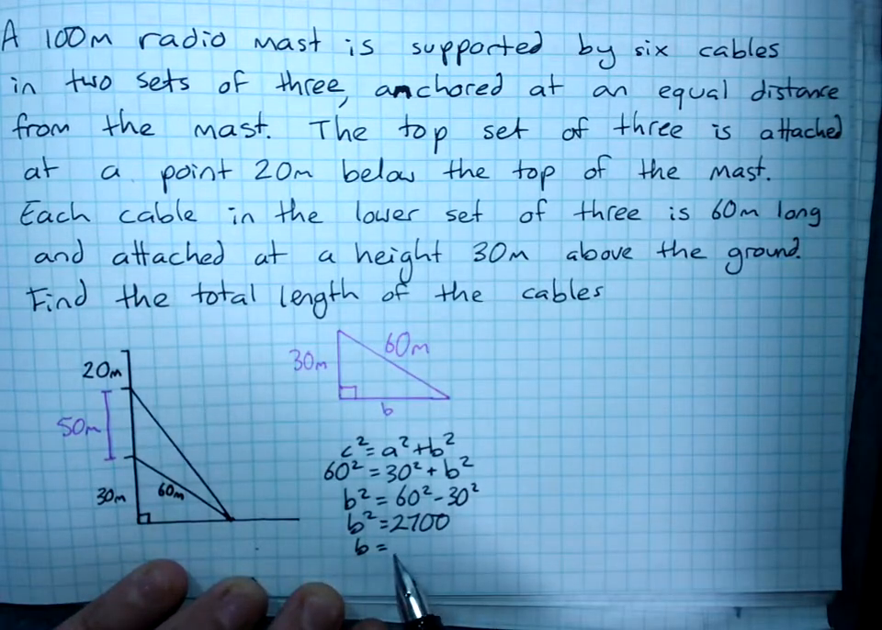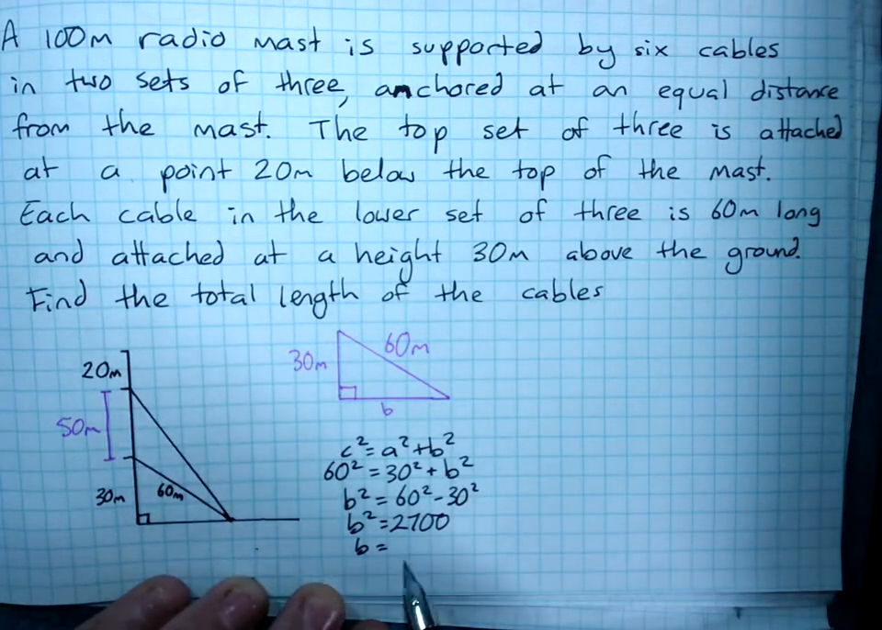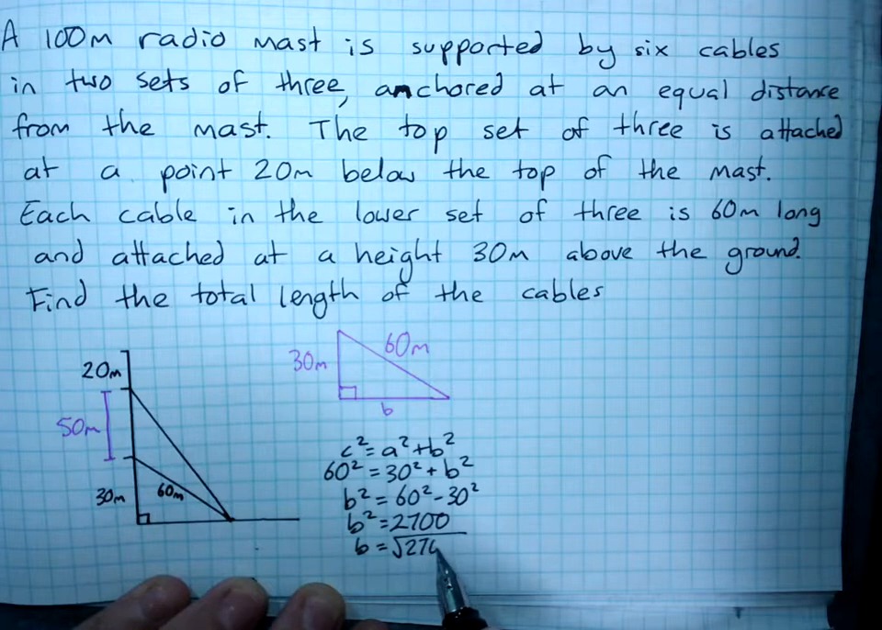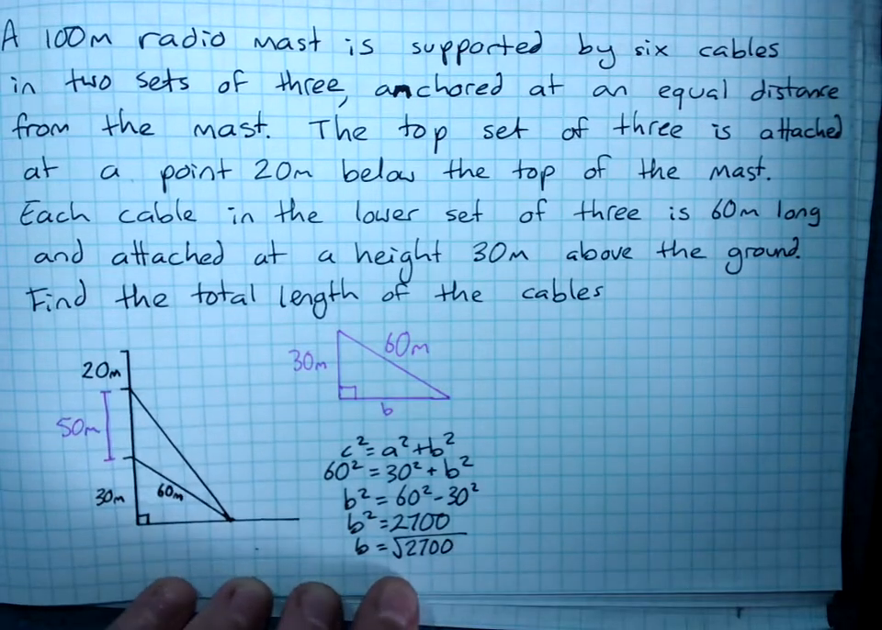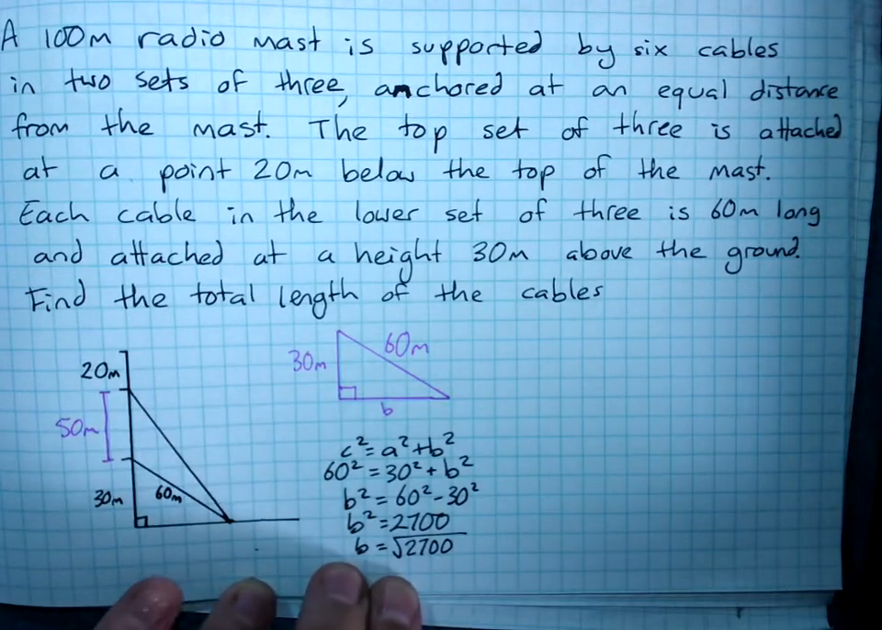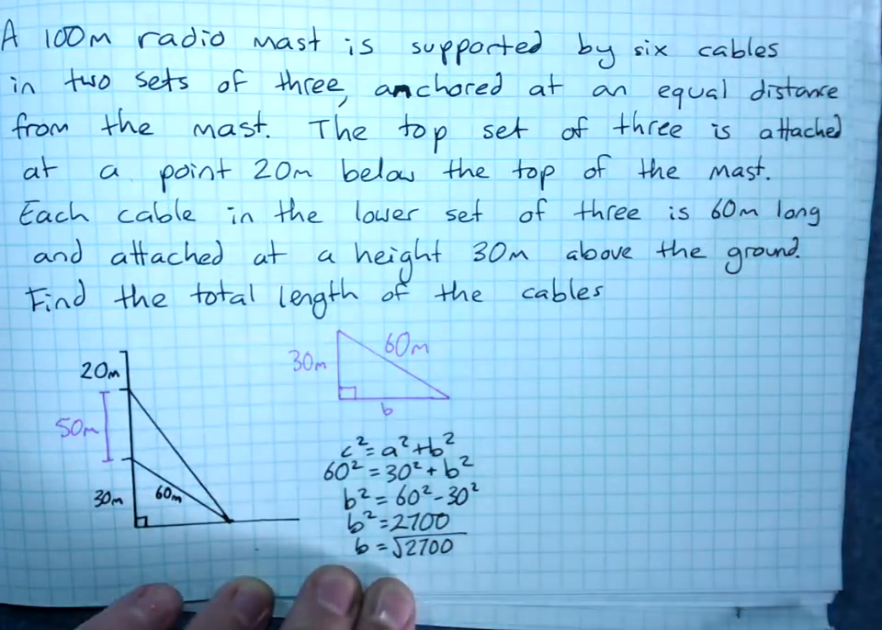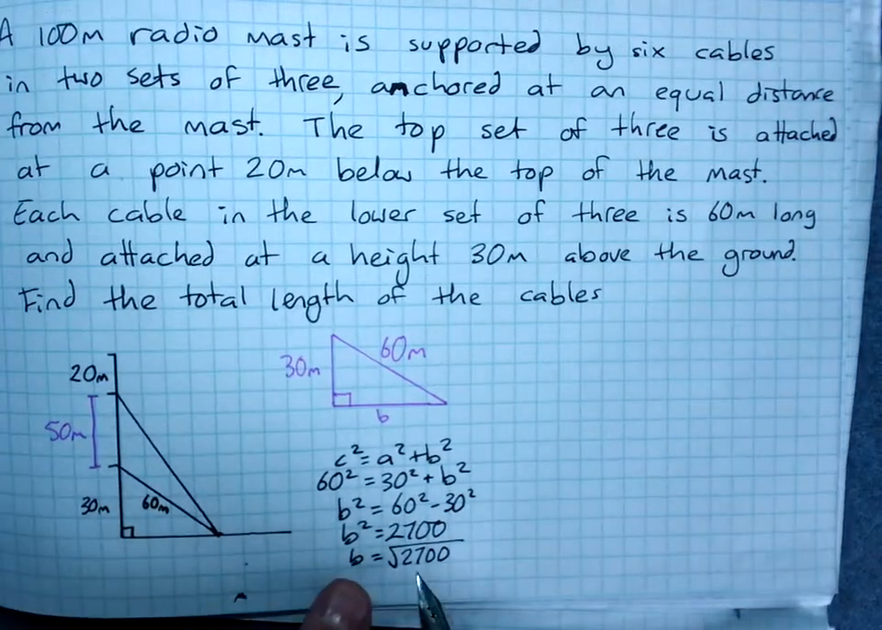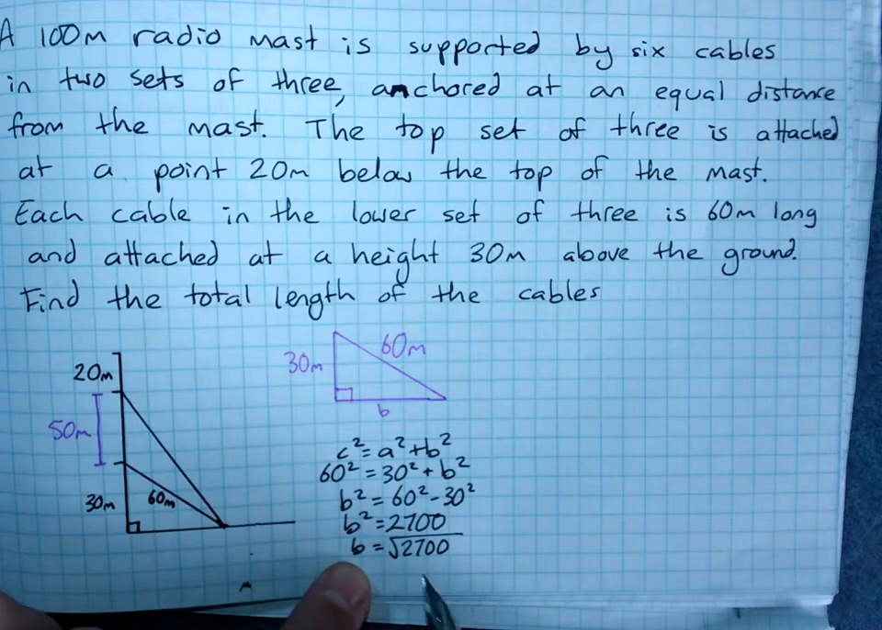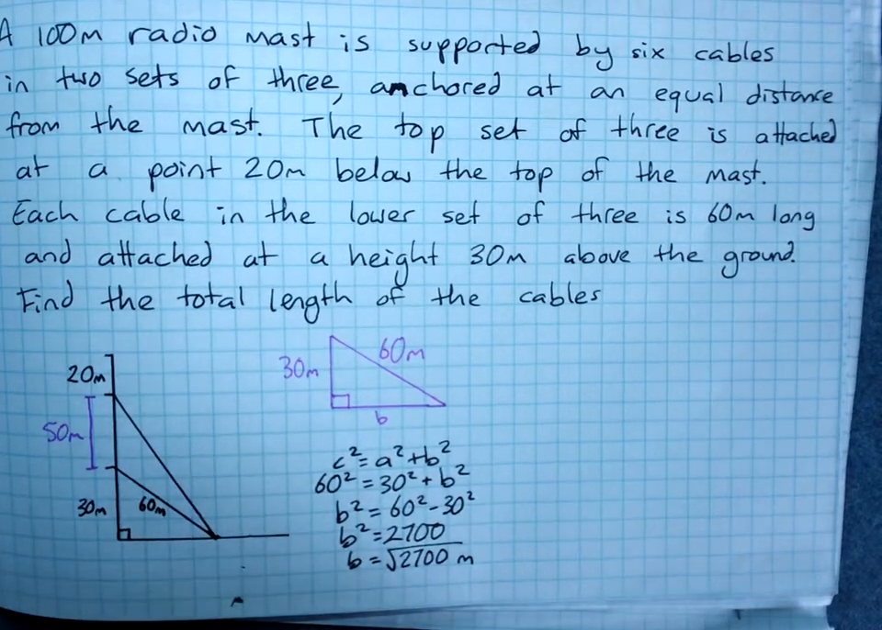51.96, or just leave it as the square root of 2,700, because you're going to have to do some maths with this number, and you will get a more accurate answer if you keep it in exact form. So keep it in exact form. It's the square root of 2,700 meters.